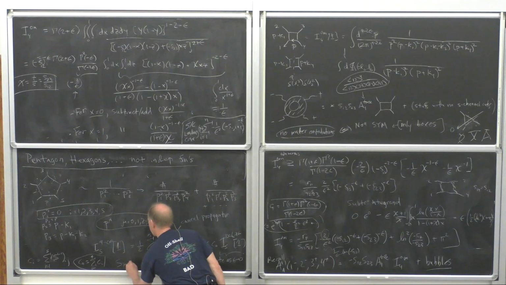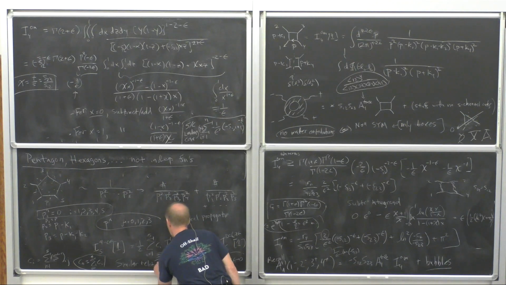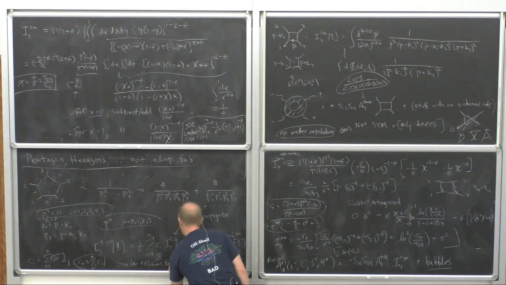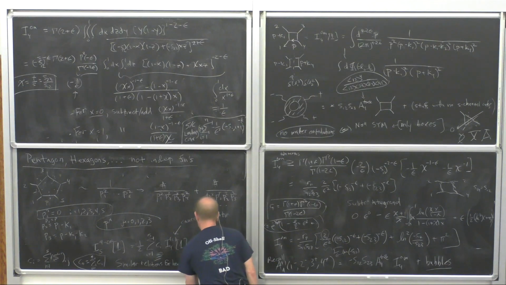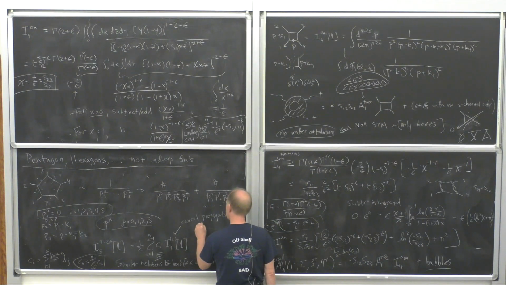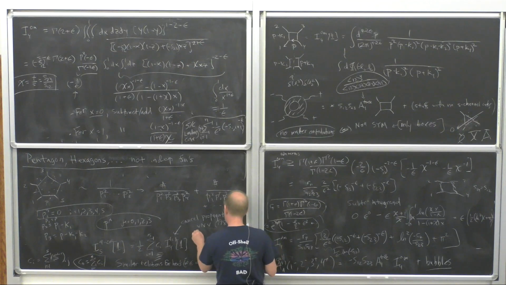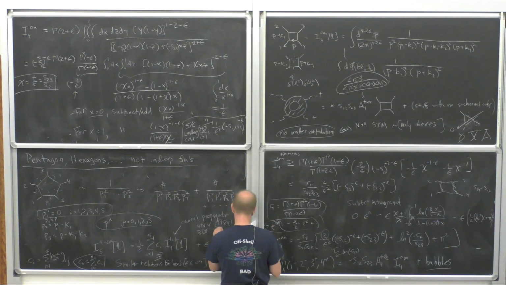And then there are similar relations for hexagons, but in that case there's no epsilon correction. So these relations were worked out by Van Neerven and Vermaseren long ago in like 1984. And then we upgraded them to dim reg in somewhere around here.